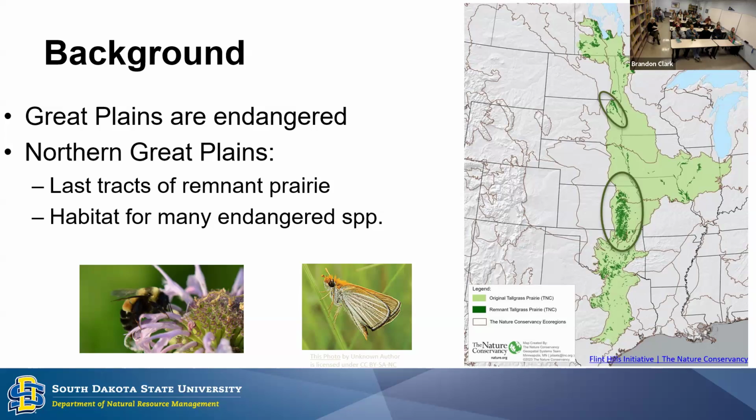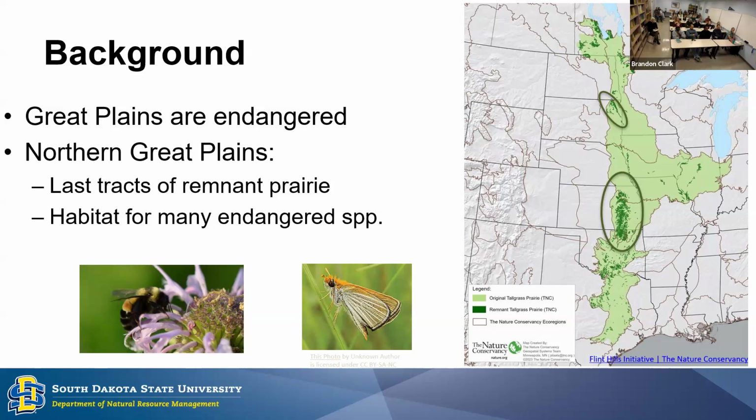This map to the right depicts the historical range of North American tallgrass prairie, and the dark green spots represent places that still exist or are intact. Some of the largest intact pieces of these prairies are in the Flint Hills of Kansas, and also in the Prairie Coteau region in northeastern South Dakota. These grasslands are habitat for many endangered species.